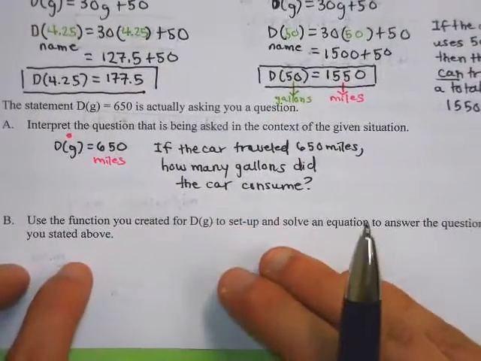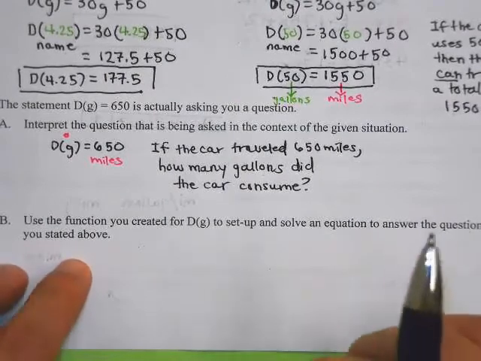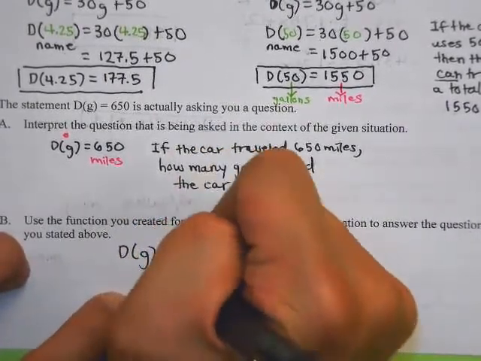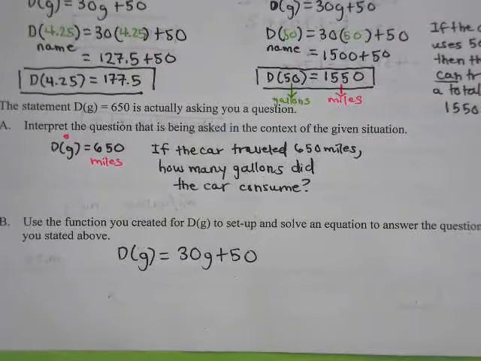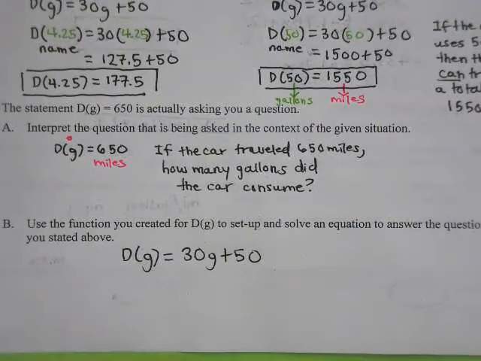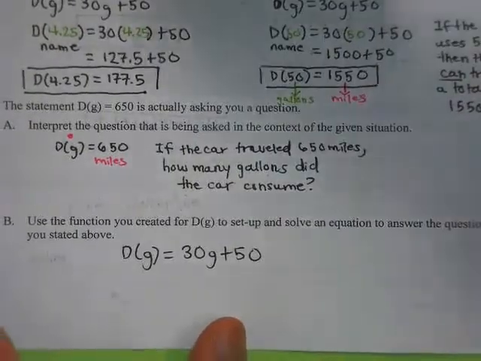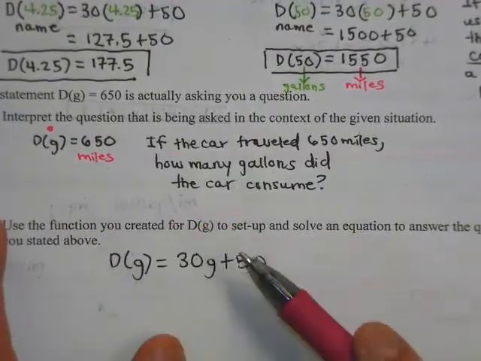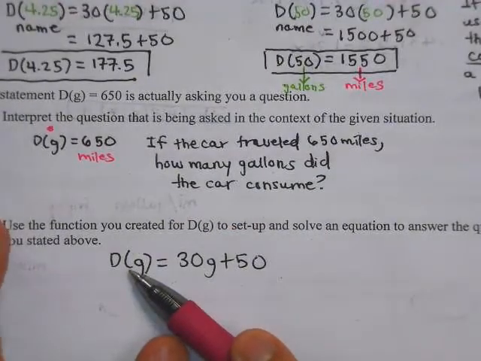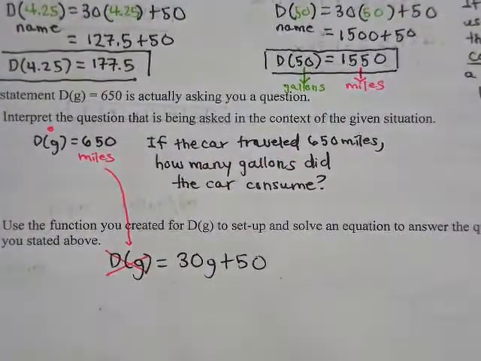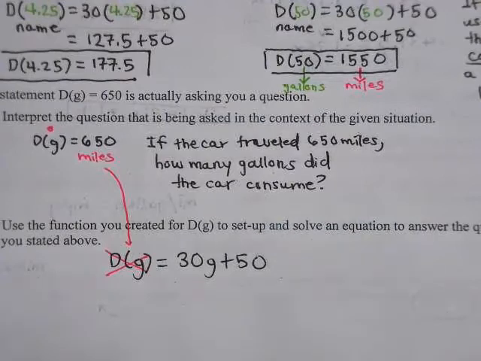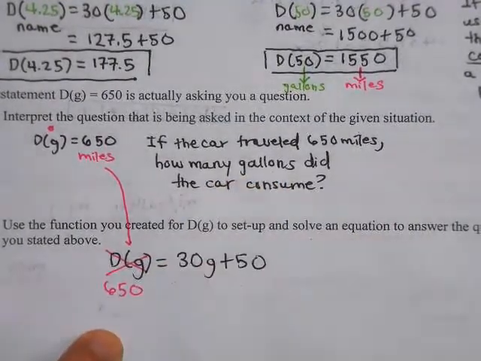Use the function you created for D of G to set up and solve an equation to answer the question you stated above. Nice. So, we're going to get our equation just one more time. We're going to use it. And we're going to plug in 650. But just like on the last page, and if you don't remember, it's okay. Where are we going to plug in the 650? On this G over here or on the left side? On the left side. Because they're telling us D of G, this whole thing is 650. So cross off D of G and put 650.